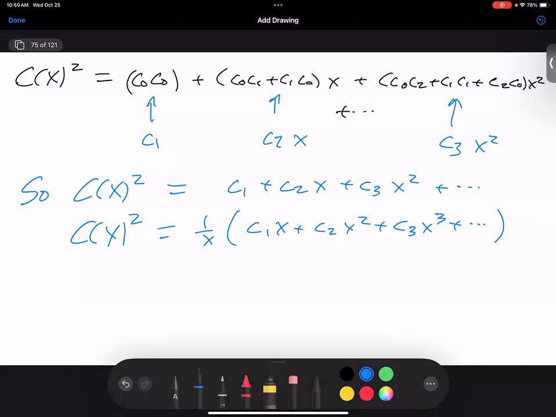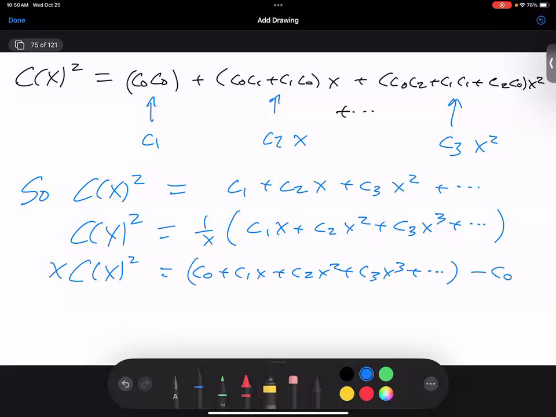We're trying to understand C of x, right? How is this different from C of x? Well, the x term is correct. It has a C1x, it has a C2x squared, it has a C3x cubed. What's it missing? The C0. So this is the same as x C of x squared is equal to C0 plus C1x plus C2x squared plus C3x cubed plus dot, dot, dot minus C0. So that's x C of x squared is equal to C of x minus C0. And what does C of 0 equal? 1.